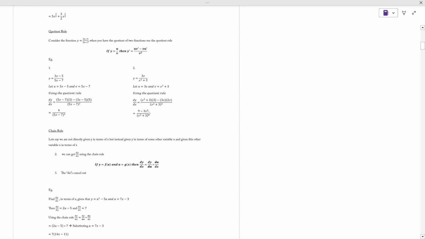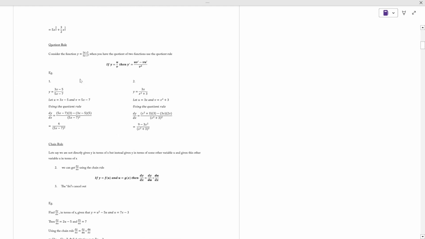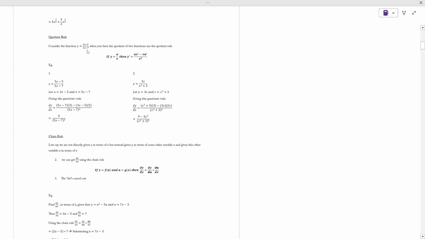So another rule that we come across is called the quotient rule, right? Once again, we're learning this rule because we might get given a function that is a bit more complex looking, and it's harder to just use the general formula that we learned there. So for the quotient rule, consider the function y is equal to (3x minus 5) over (5x minus 7), right? When you have the quotient of two functions, use the quotient rule. So if you have a look at that function, it's actually two functions, one at the top over one at the bottom. Cool. So once again, using the same nomenclature, if y is equal to u over v, then y dash is equal to (v u dash take u v dash) over v squared, right?